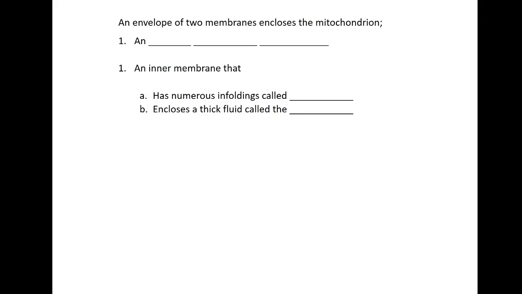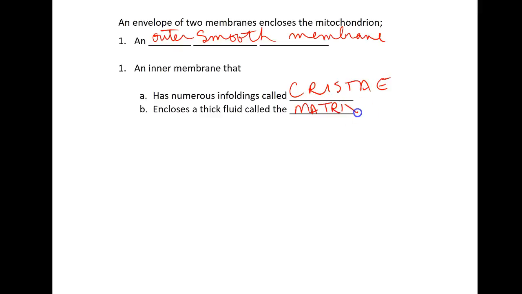Next, we said the envelope of two membranes encloses the mitochondria. There's an outer smooth membrane, and there's an inner membrane that has numerous infoldings called the cristae. And there is a thick fluid in there called the matrix. Right now, that's what we know. We don't know exactly how it works. We'll learn that later in the course.